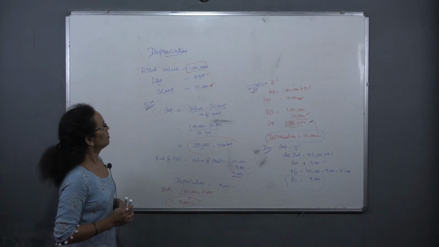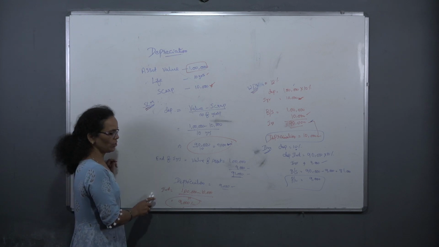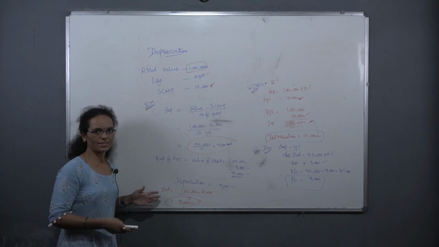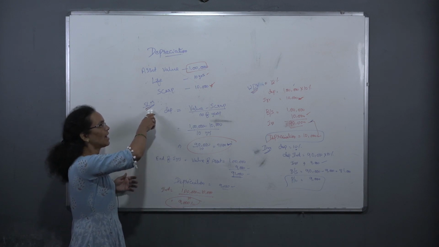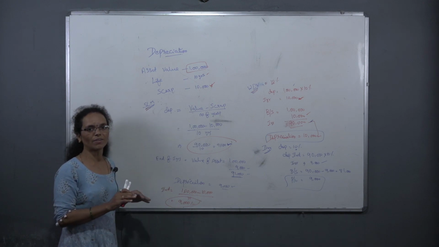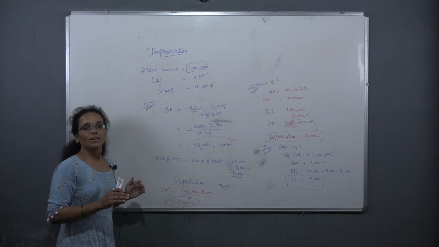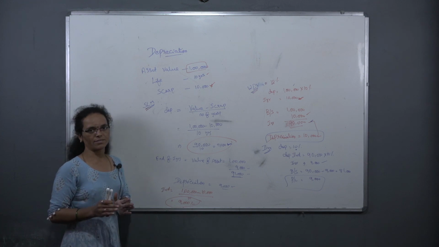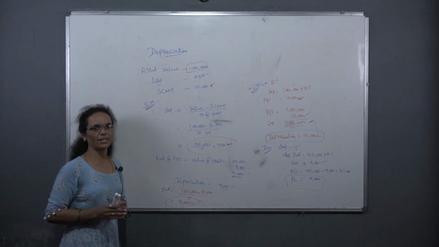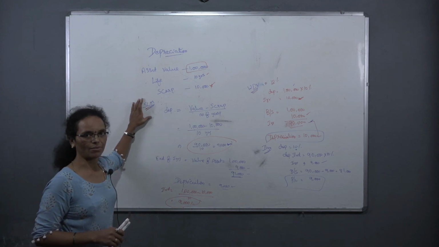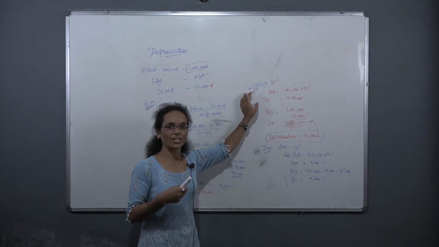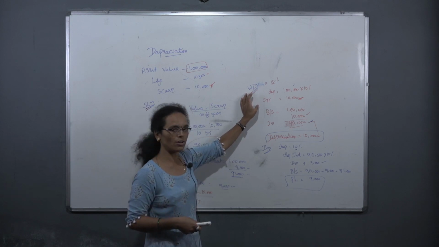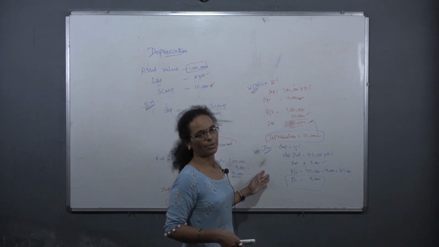So SLM is used by industries or companies where the asset has constant maintenance, meaning no fluctuation in the maintenance cost. But when the asset has fluctuations in maintenance cost, then they will go for the WDV method.